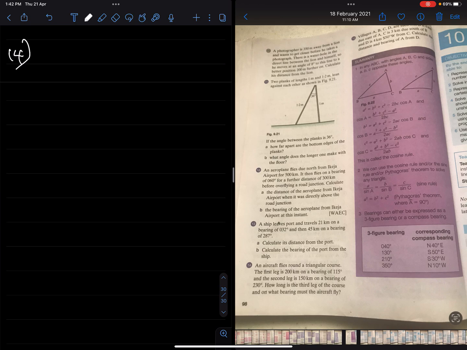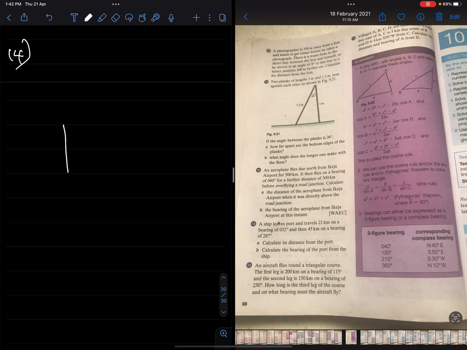An aircraft flies around a triangular course. The first leg is 200 kilometers on a bearing of 115 degrees, and the second leg is 150 kilometers on a bearing of 230 degrees. How long is the third leg of the course, and on what bearing must the aircraft fly? Okay, let's take that.